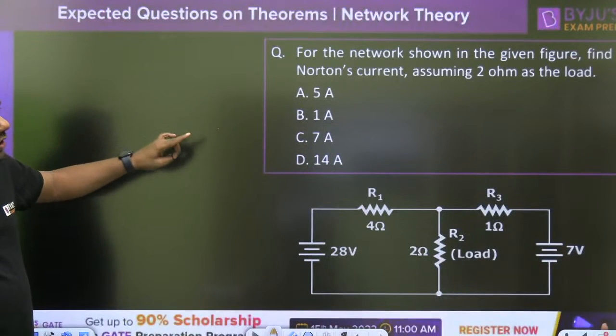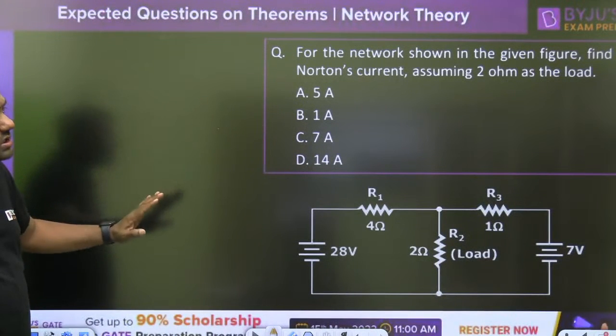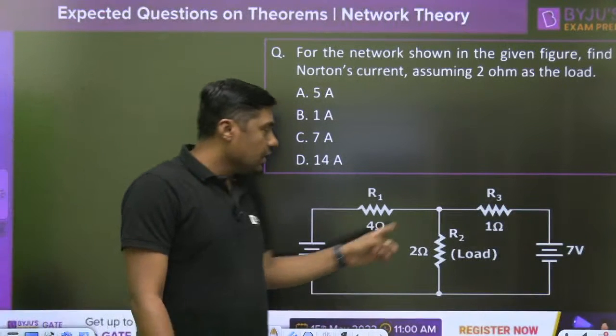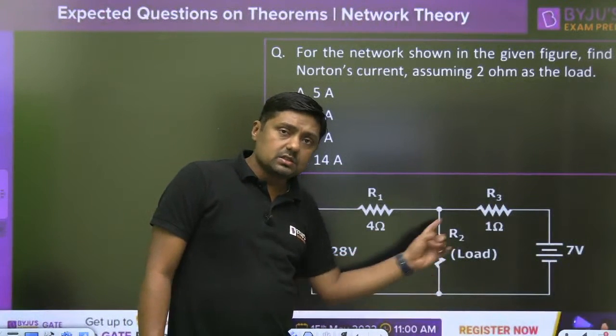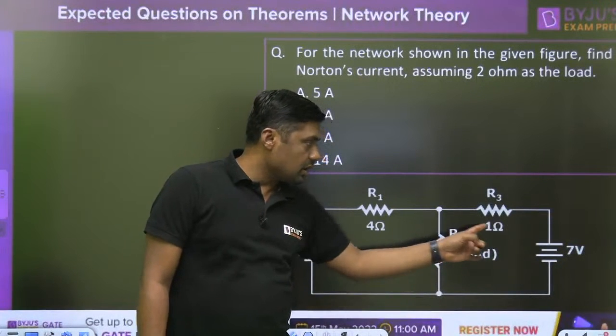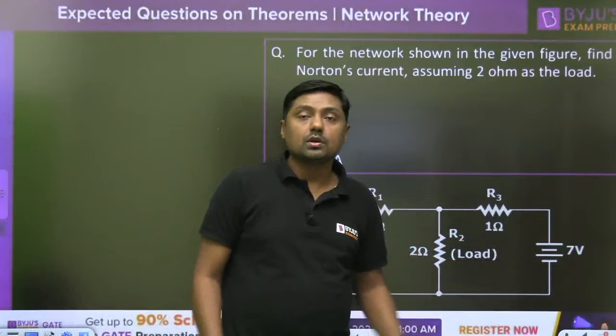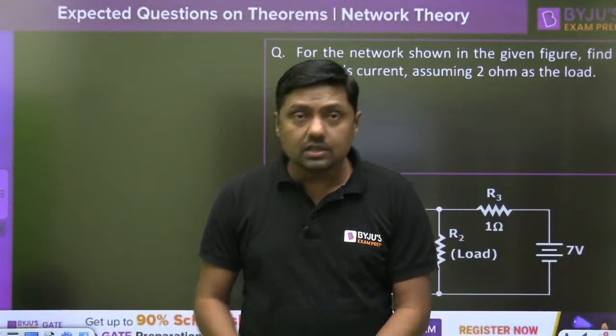For the network shown in the given figure, find the Norton's current assuming 2 ohm as a load. Very, very simple. Norton's current, this is the load, 2 ohm resistor, 1 ohm resistor, 4 ohm resistor, 28 volt, and this is the 7 volt. Yes, please give me the answer.